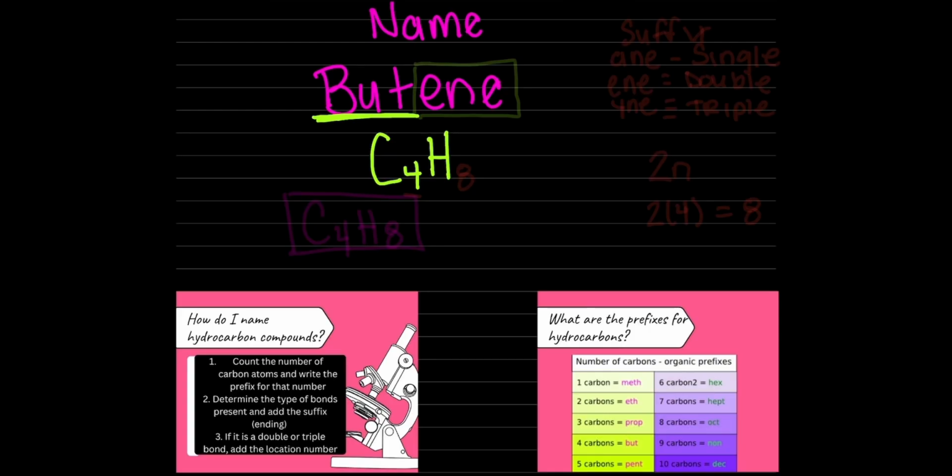Now what I have to do is identify the number of hydrogens that I have, and I identify the number of hydrogens by looking at the suffix. In this case, my suffix is ene. Now I'm going to write on the side, because some of us haven't looked back at our notes, so I got you. If I had a single bond, my suffix for my single bond will be ane.